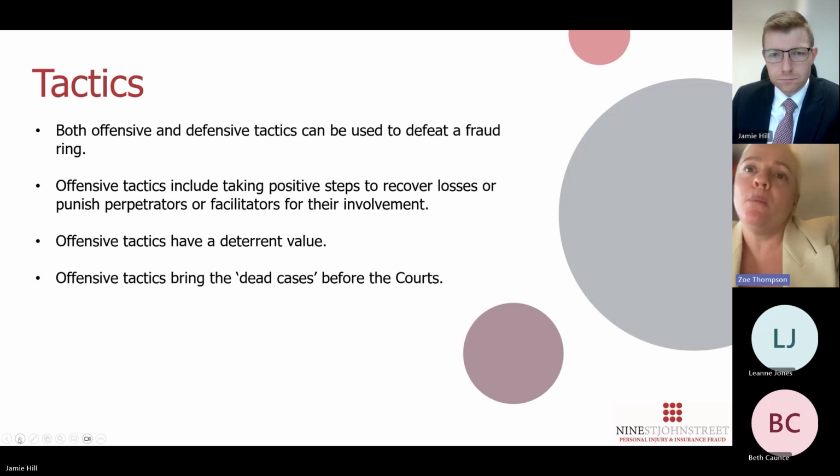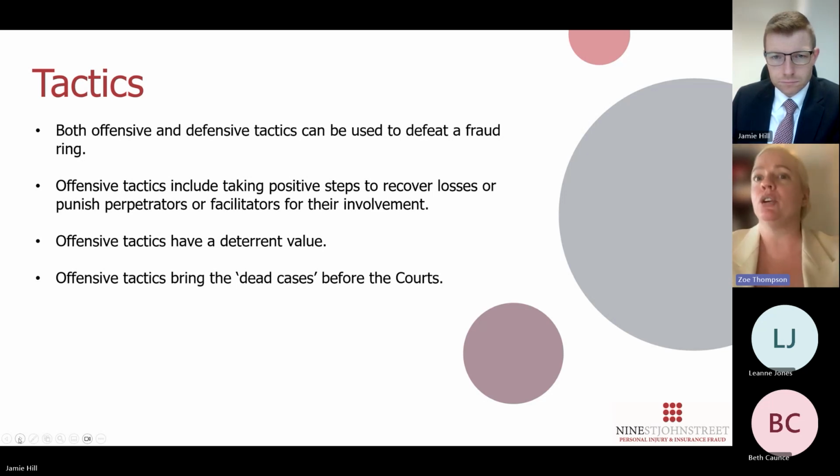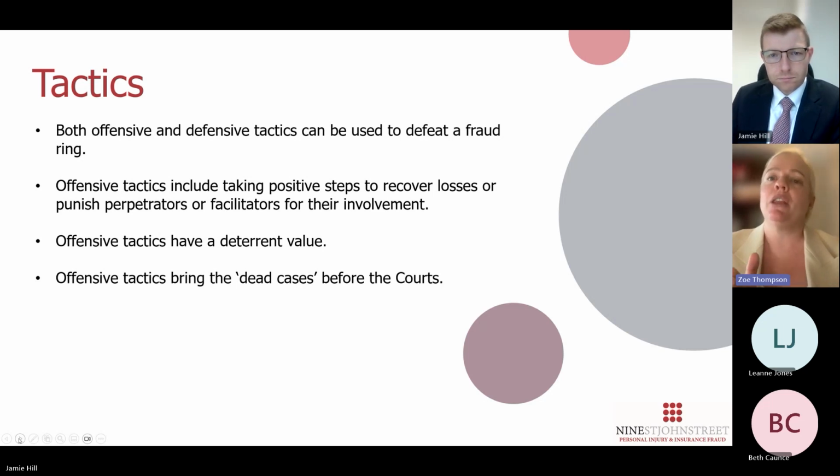But there normally comes a point in most fraud rings where you stop acting defensively and you start acting offensively. And that might be because you're looking at your win-loss statistics and deciding you're losing too many cases at trial. And it might be because your insurer client just wants to see the end of the ring. And the best way to bring a fraud ring down is to expose it. And it's at that stage that you look at offensive tactics.